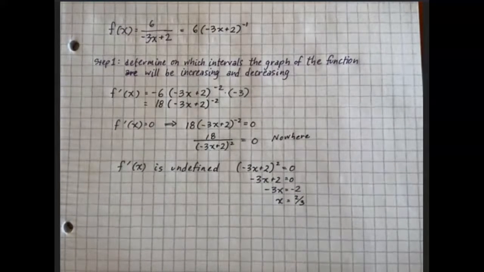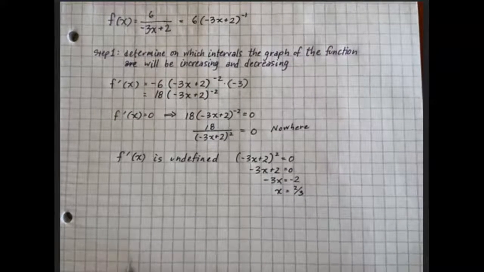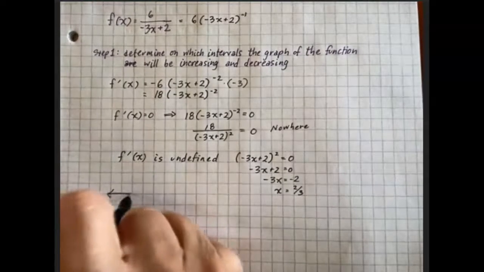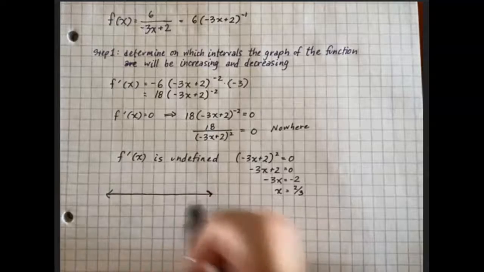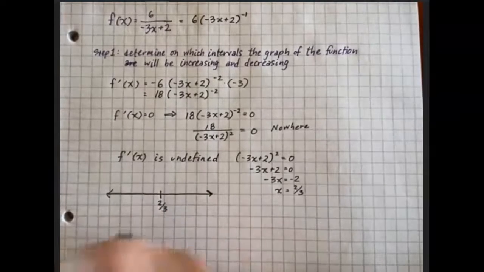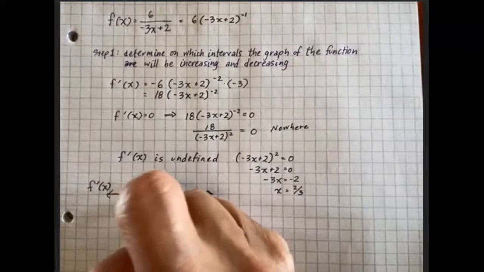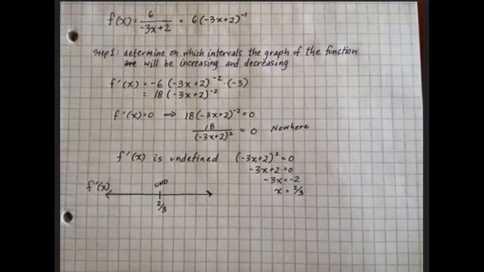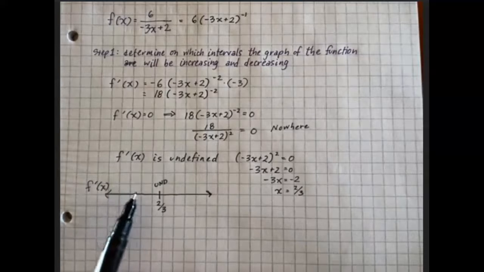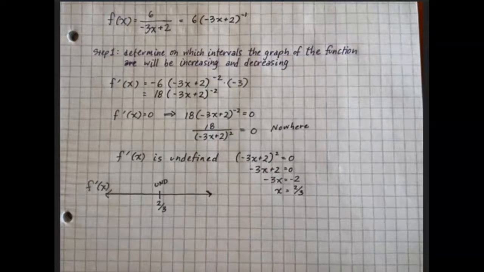Okay, so when x equals 2/3, you have a critical value. In other words, that is one of the fences that we can split this number line up with. So at x equals 2/3, our first derivative is undefined. Okay, but we want to know what's happening before it's undefined and after it's undefined. So we can test some values.